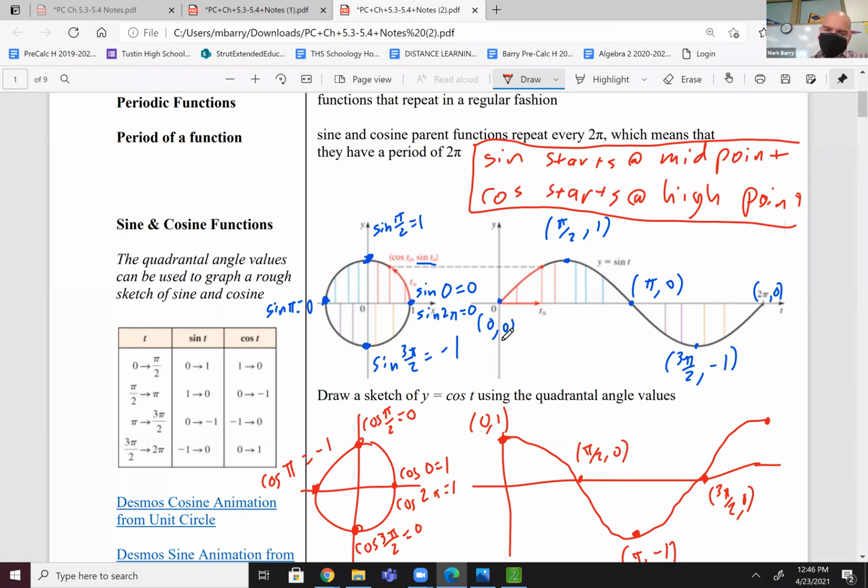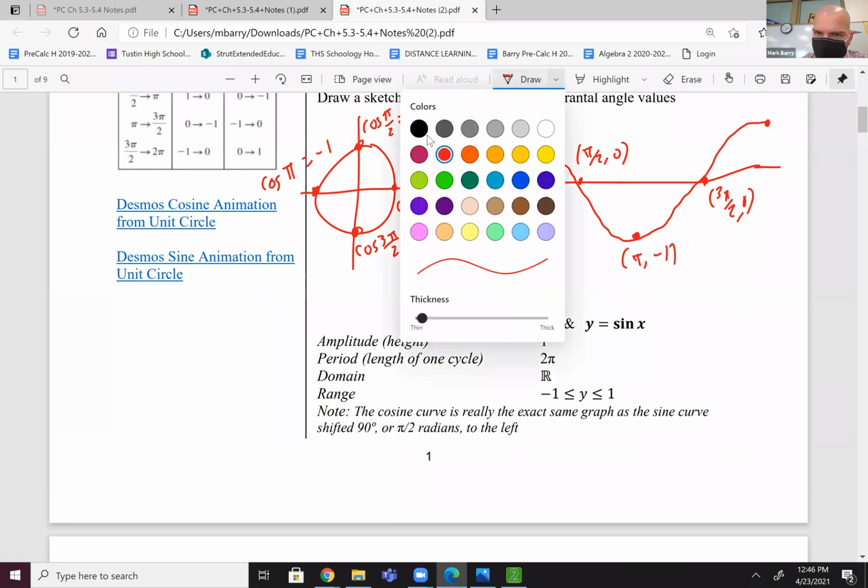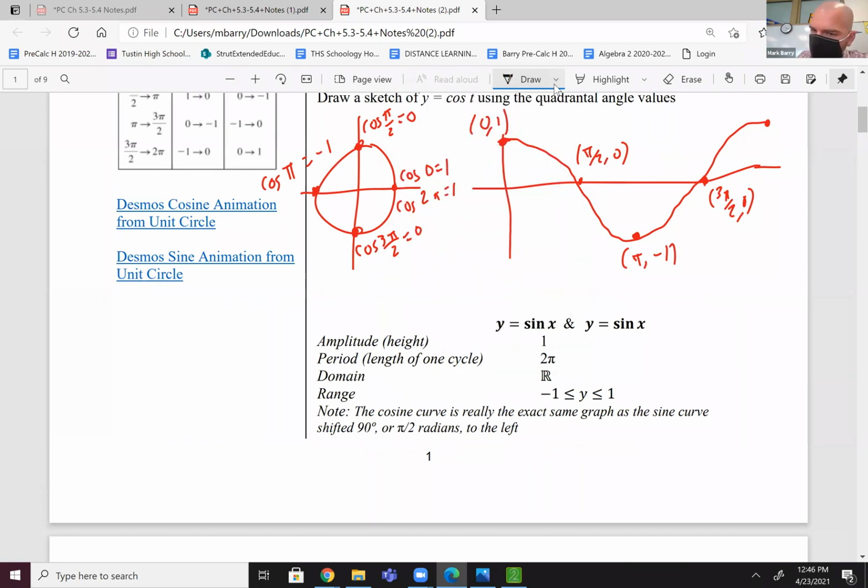All right, we got some more vocab coming up here. Oh, but first, I got a little typo here. If you guys could just change this one, because these apply to both sine x and cosine x.